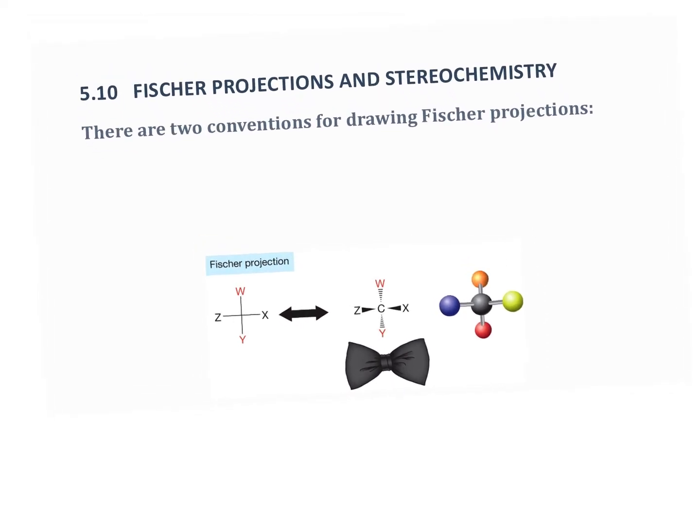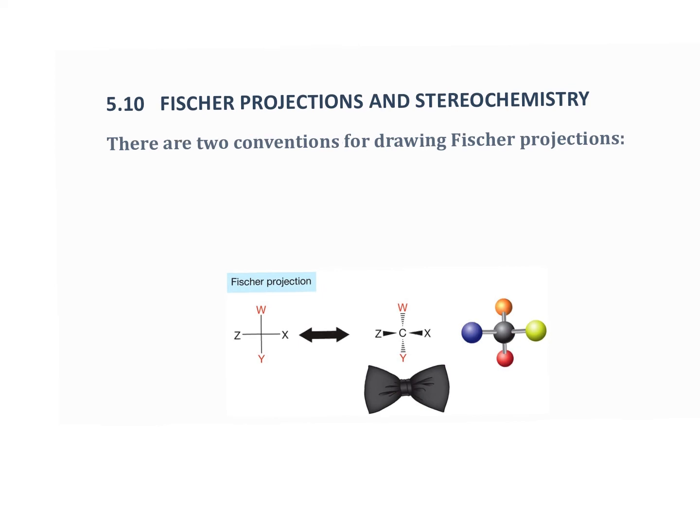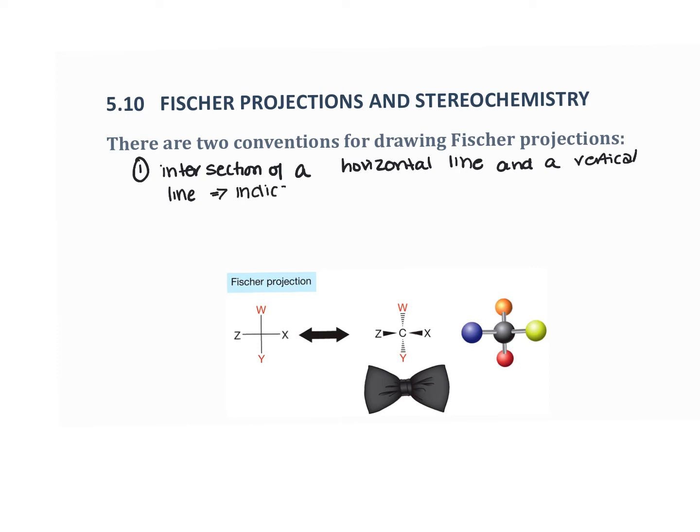There are 2 conventions for drawing Fischer projections. One is, and kind of the first one here is, at the intersection of a horizontal line and a vertical line, that's going to indicate a carbon. And that carbon is typically asymmetric if there are 4 different groups attached, right? So it still follows those rules.